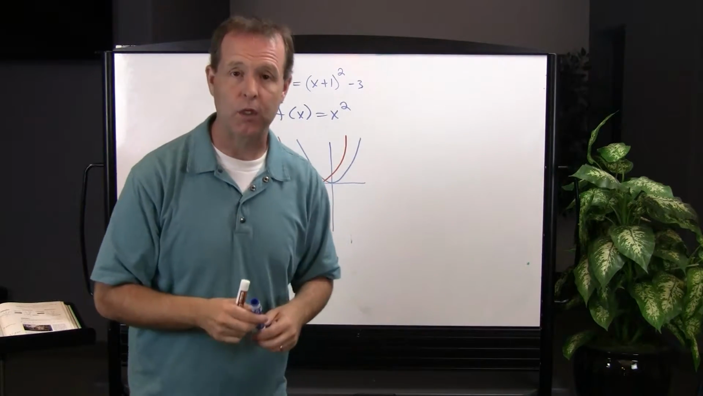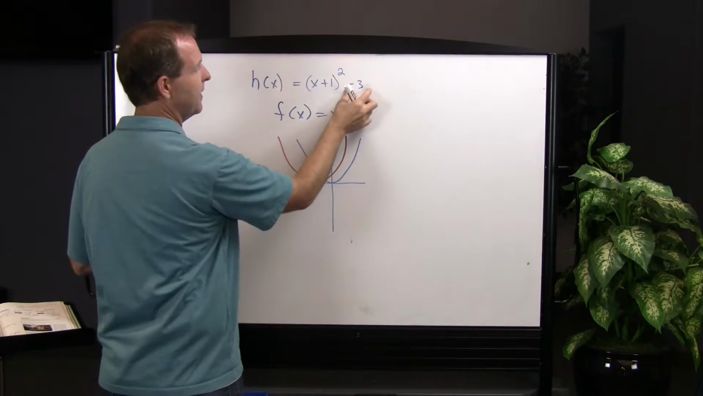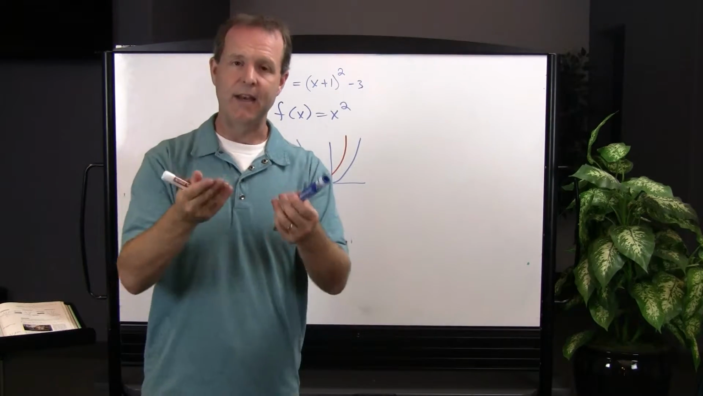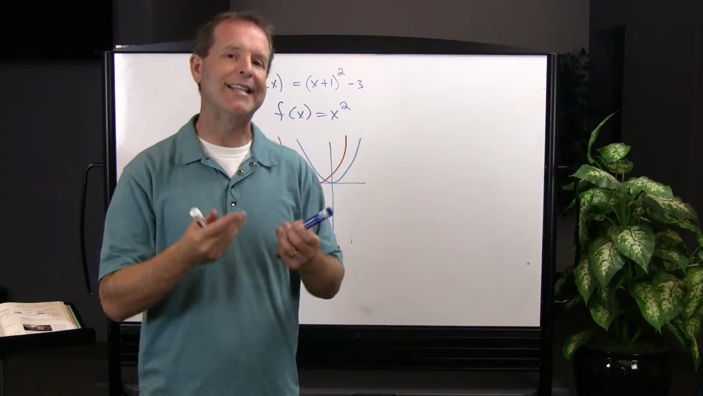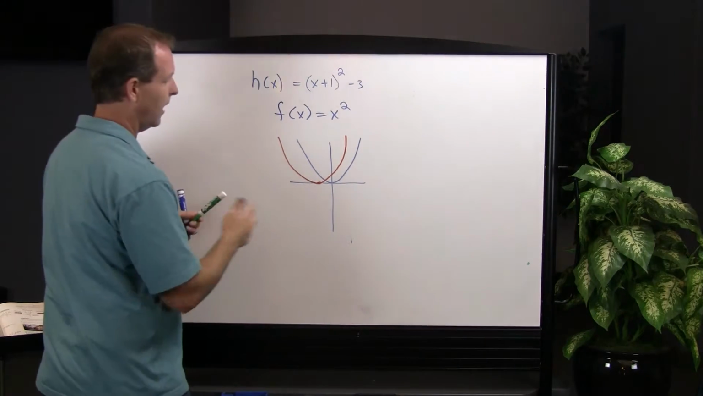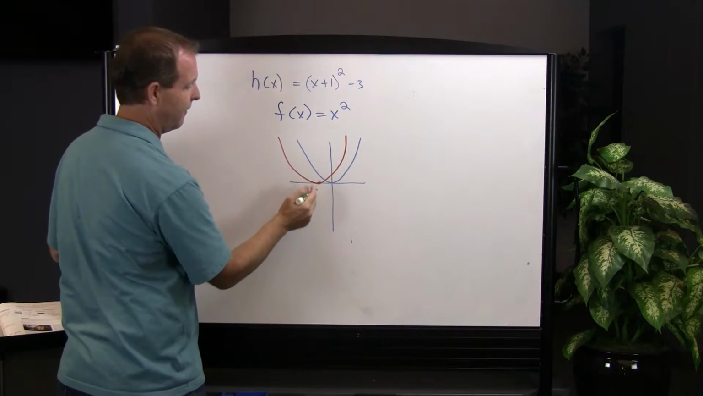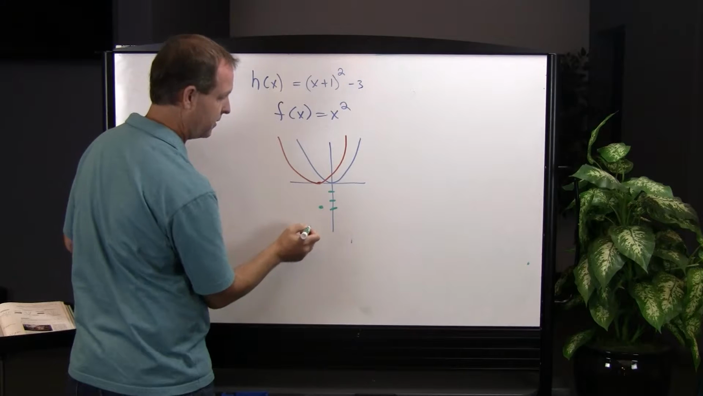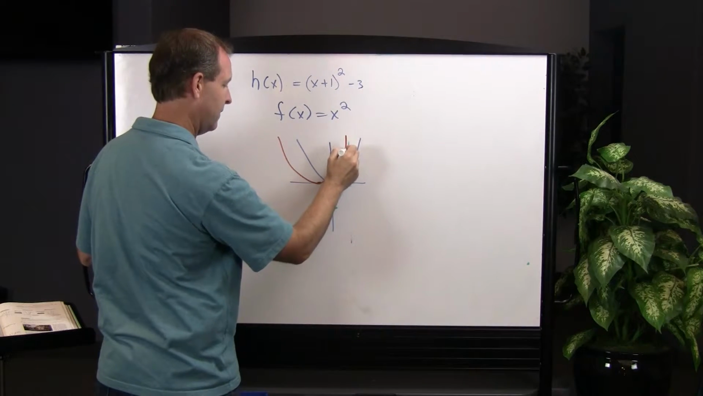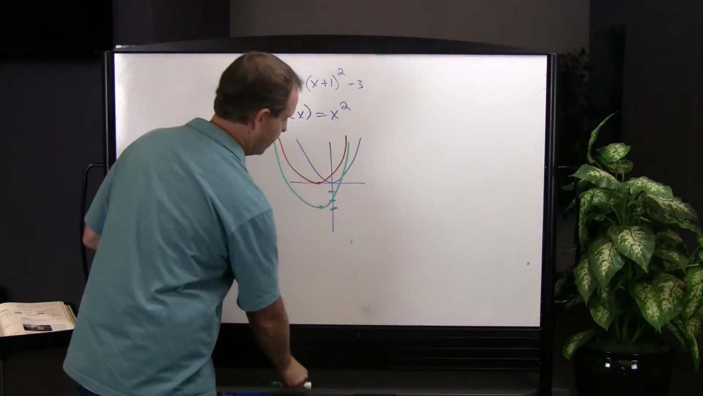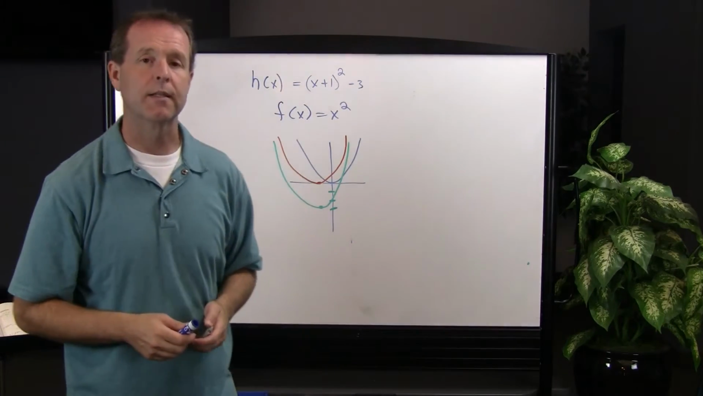Now I have a vertical component to transform as well. This number tells me how far vertically I shift a graph. And in this case, it tells me to vertically shift it negative 3 units. So I'll take this last graph I have, and everywhere I'm going to shift it down 3 spots. So there's my vertex, and now I have a graph that is shifted down 3 units.